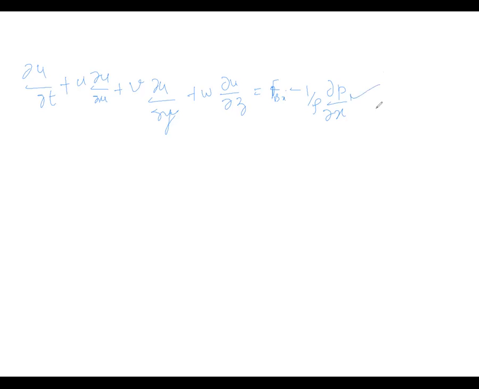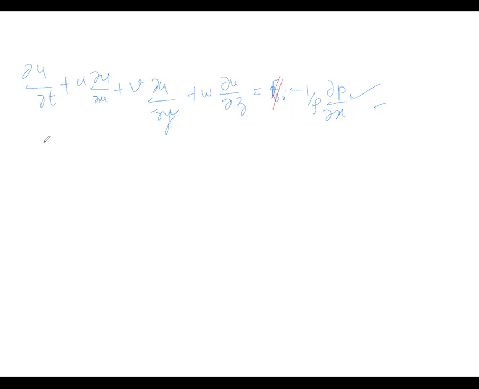This is the pressure gradient we have to find. For normal conditions, there are no extra forces or body forces acting, so this quantity becomes 0. So the equation comes as del u by del t plus u del u by del x plus v del u by del y plus w del u by del z equal to minus 1 by rho del p by del x.